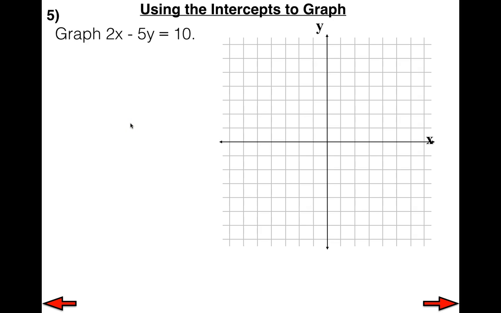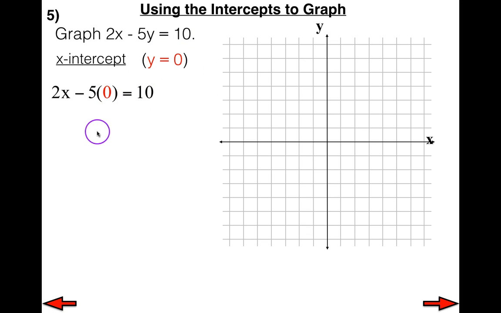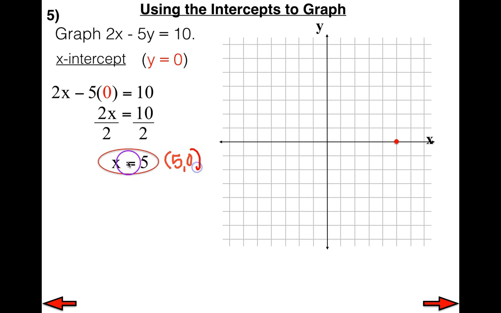So again, I'm just going to go ahead and show you real quickly how we would do this. We're going to do the same thing. We're going to find our x-intercept by setting y equal to 0. You're going to plug that 0 in for y, solve for x, and you're going to divide both sides by 2, and x equals 5. So I'm going to go ahead and recognize that the ordered pair here would be 5 comma 0, since x is 5 and y is 0.